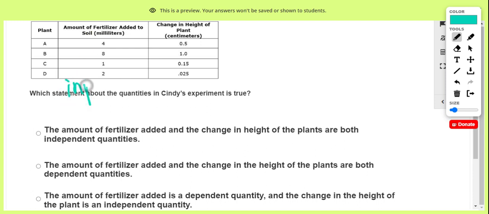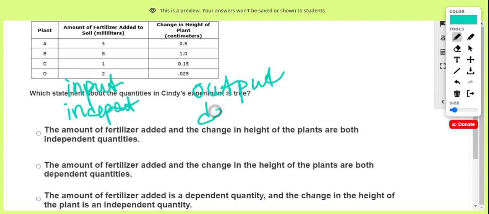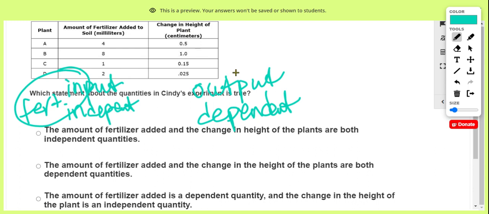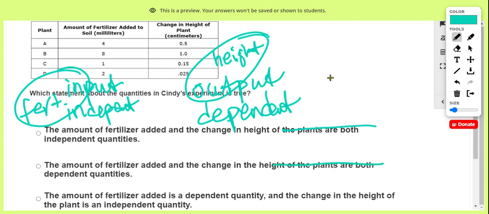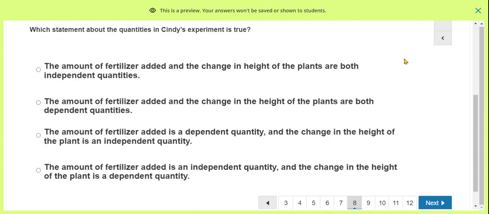This is going to be your input or independent. And then we have our output, which is dependent. So this is fertilizer. And then height is out. They're not both. You're going to check and see which one is true.